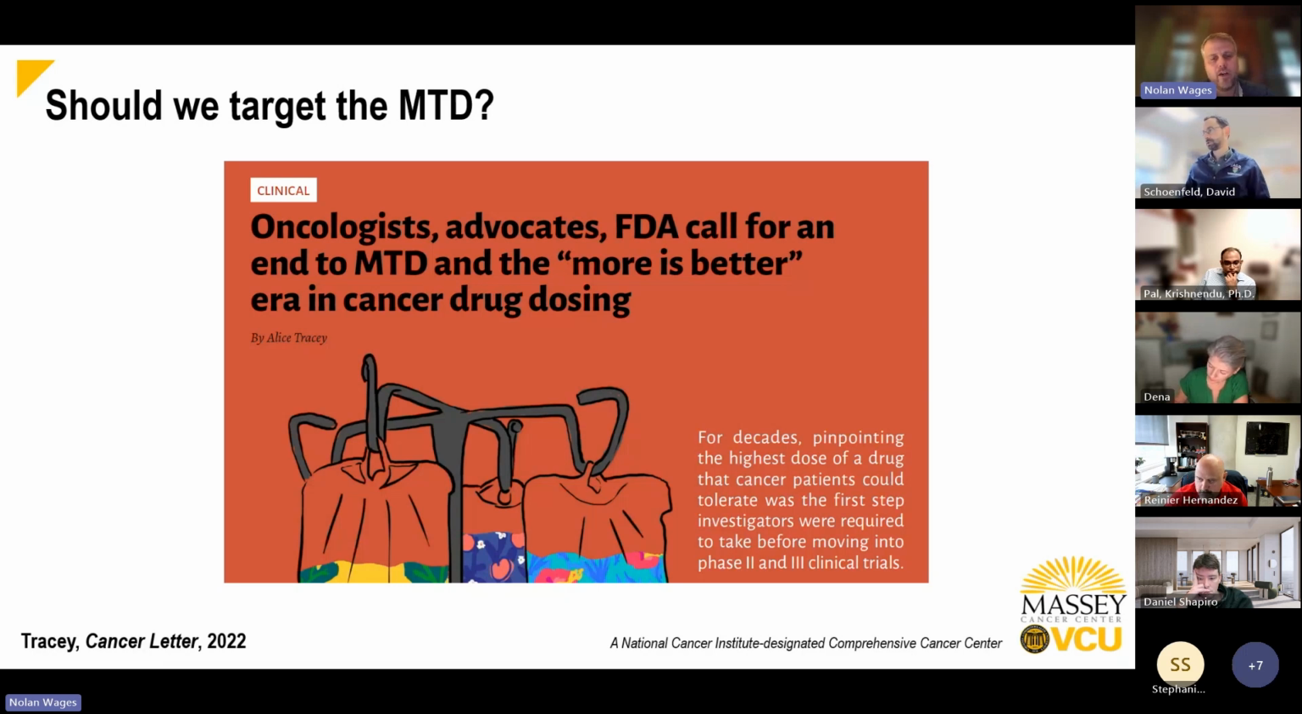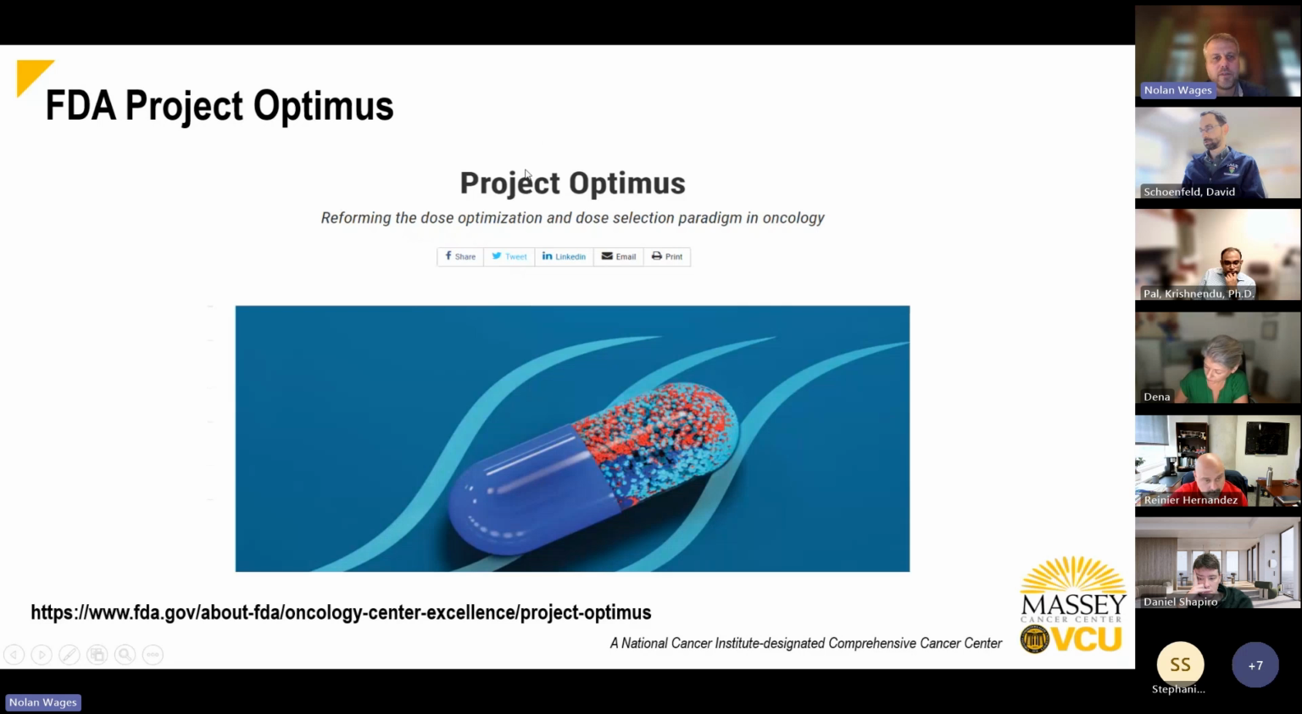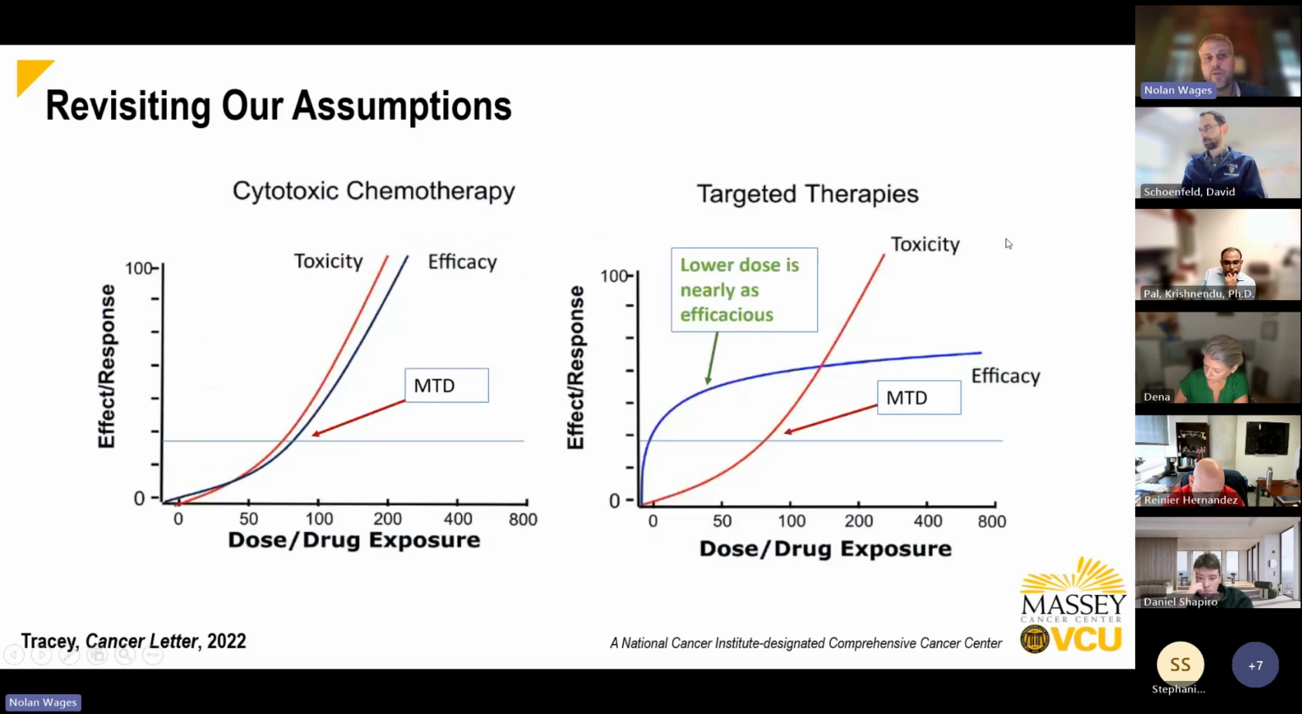They're proposing to end that era and try to dose optimize based on other endpoints besides safety only. So this is the focus of Project Optus, which is reforming dose optimization and dose selection paradigm in oncology. So let's revisit our assumptions.